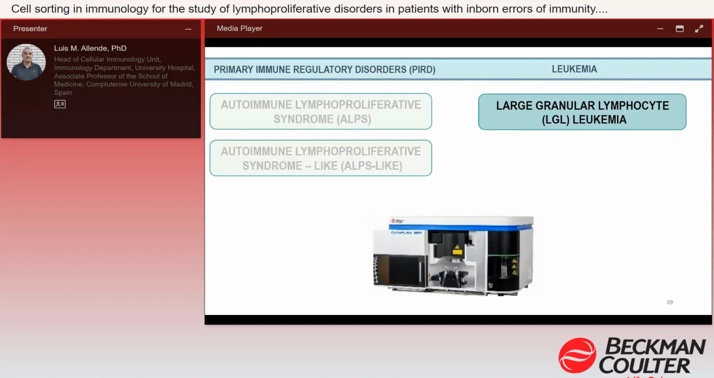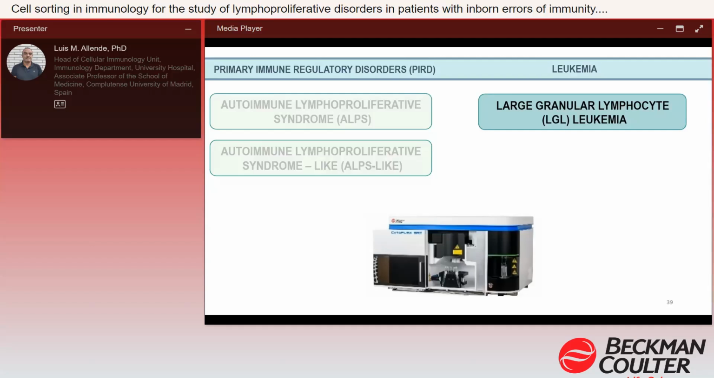Okay, in the last part of the talk, I will show the use of cell sorting in the case of lymphoproliferative disorders such as large granular lymphocyte (LGL) leukemia. LGL leukemia is an indolent lymphoproliferative disorder characterized by a clonal expansion of cytotoxic T or NK lymphocytes. Pathogenesis is still incompletely understood. Recent molecular discoveries involving the STAT3 activation pathway have improved comprehension of the disease.